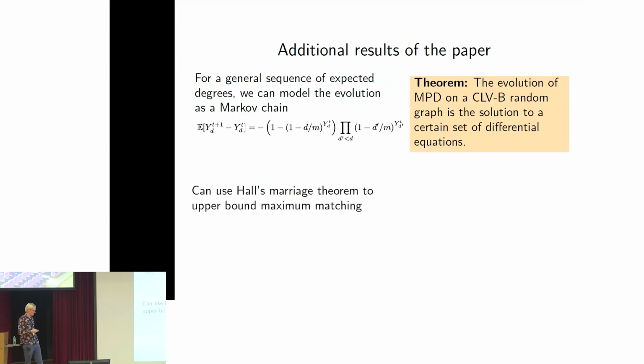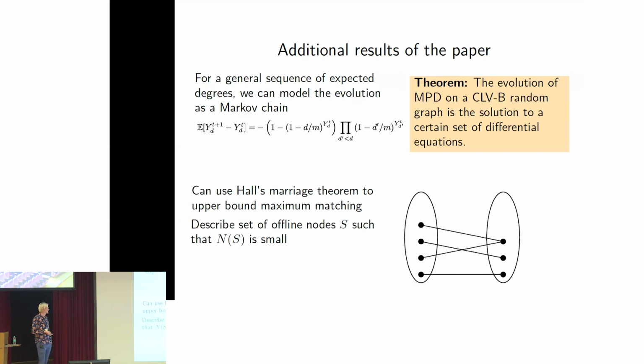I also mentioned that we could use Hall's marriage theorem to upper bound the size of the maximum matching in these random CLVB graphs. And I think we also had some nice techniques for this. Basically, we describe a set of offline nodes where with high probability, the neighborhood of S is small. More specifically, S is the set of nodes of degree 1. We start with the set of nodes of degree 1, look at the neighborhood on the right-hand side, and then include all nodes that have their full neighborhood in these nodes on the right side. You can analyze these sizes, and use this technique to get good upper bounds on the maximum matching in these random graphs.